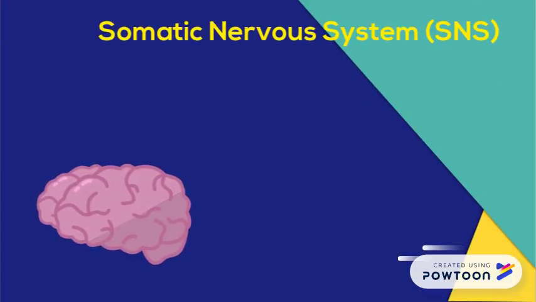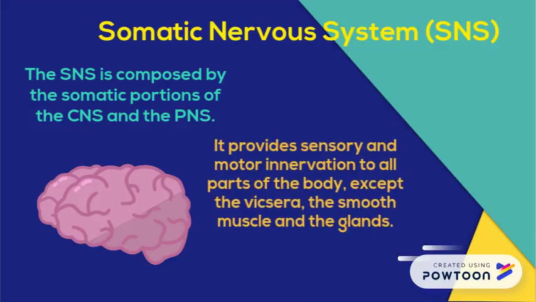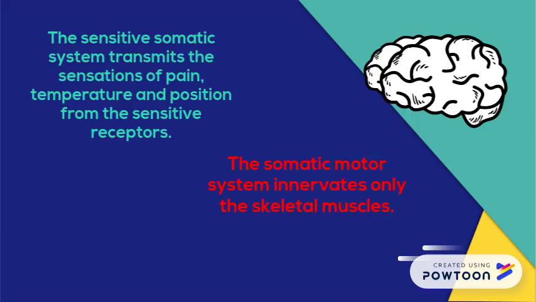Somatic nervous system. The somatic nervous system is composed of somatic portions of the central nervous system and the peripheral nervous system. It provides sensory and motor innervation to all parts of the body, except the viscera, the smooth muscle, and the glands. The sensitive somatic system transmits the sensations of pain, temperature, and position from the sensitive receptors. The somatic motor system innervates only the skeletal muscles.